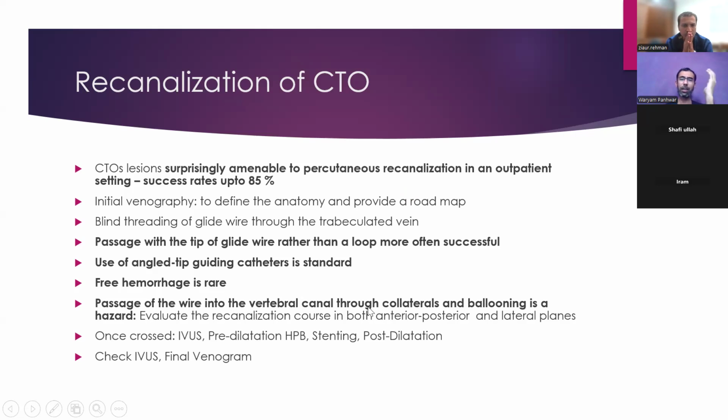The other important aspect is passage of wire into the vertebral veins. Sometimes it goes into the vertebral veins while we are following the wire in the AP projection, and the wire is going straight forward in AP view. So once we have crossed the lesion, it is always mandatory to check with the lateral views whether it is ventral to the vertebral canal or posterior to the vertebral canal. And once crossed, then IVUS, pre-dilatation, stenting and post-dilatation, check venogram and final IVUS and final venogram.